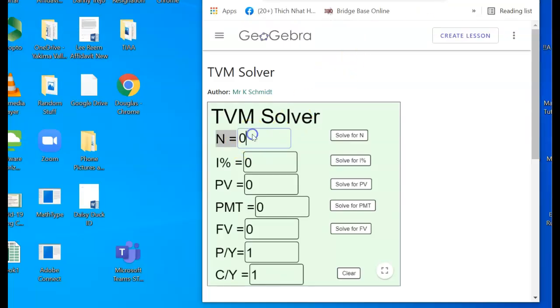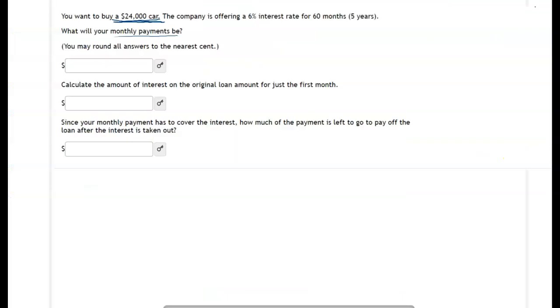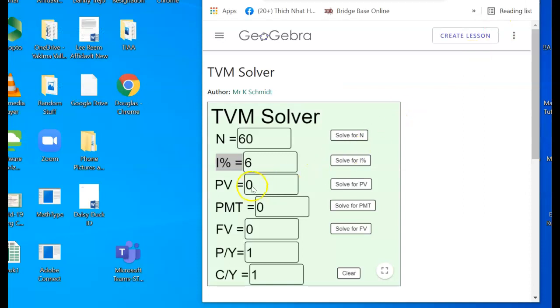And it was N is 60, it's 60 months, or 5 times 12 if you want to enter that, but just 60 months. The interest rate is, I believe it was 6%. We'll double check that real quick. It is 6%. The present value was $24,000 if we borrow the whole value of the vehicle. The payment is unknown. We can even put a question mark there. It doesn't matter what's in there.